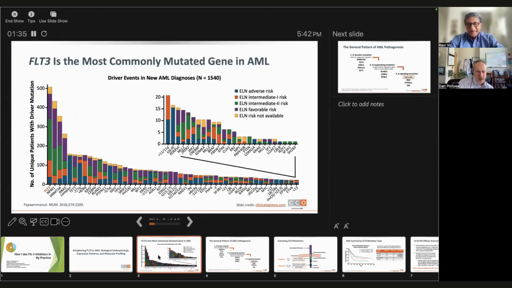Yeah, FLT3 is amongst the most commonly mutated genes in AML. I mean, upwards of a third of patients will have a FLT3 mutation. That usually skews a bit younger, and is associated with more proliferative disease that has more aggressive features. But it is one of the most common genes mutated in AML.